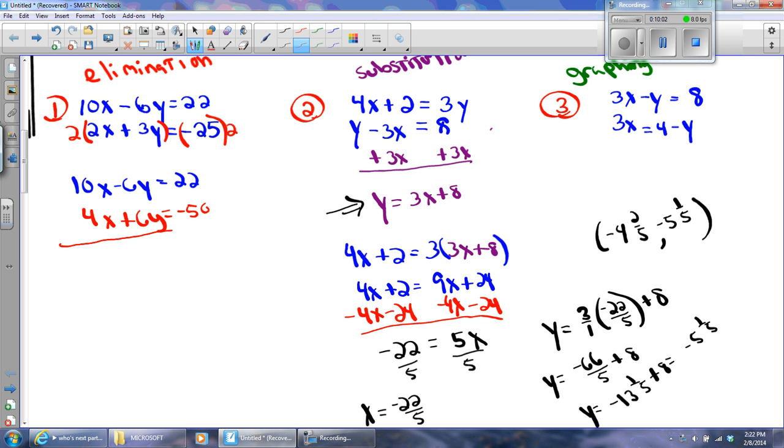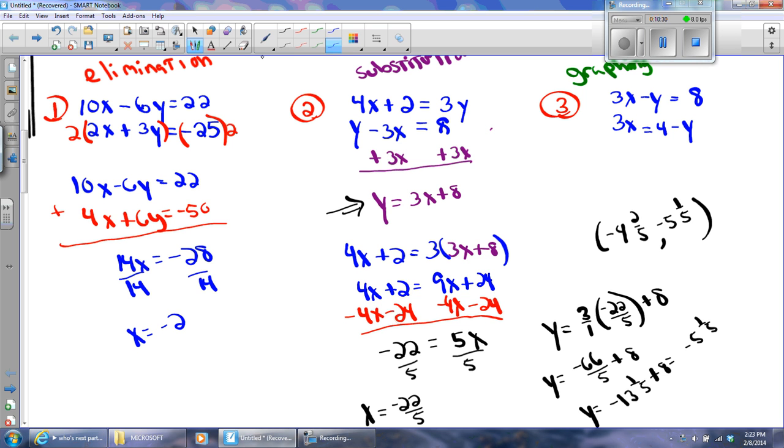Now I'm going to add those together, and my y's should cancel out if I've done it properly. And so I'm going to get 14x. That's going to equal negative 28. 22 minus 50. 50 minus 22 is 28, so therefore 22 minus 50 is negative 28. I'm going to divide by 14, divide by 14. X is going to equal negative 2.